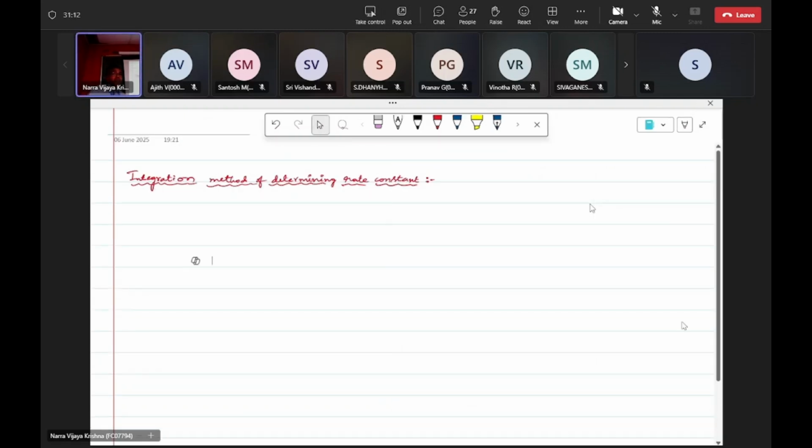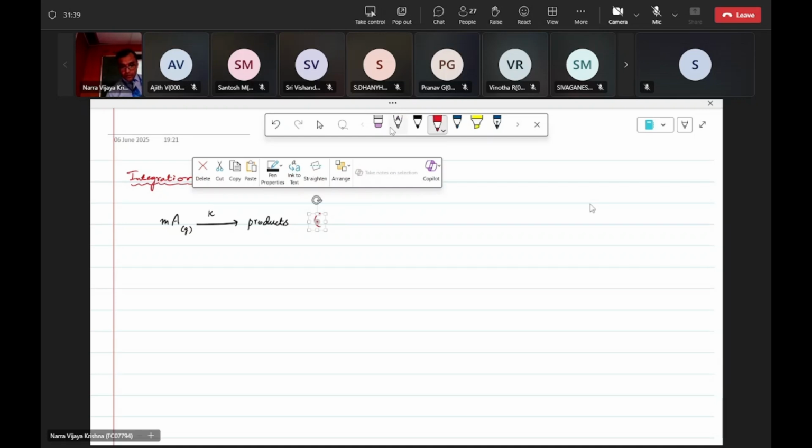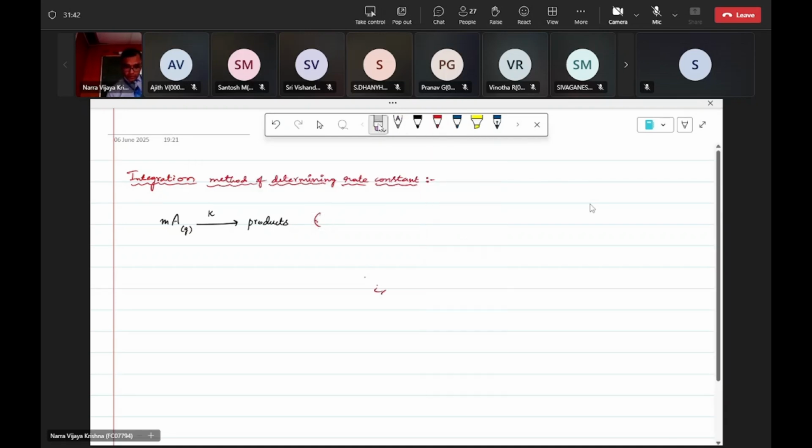Now coming to the next heading: integration method of determining rate constant. Let me consider one reaction: m moles of A gives rise to products. Let its rate constant be K. It is following nth order kinetics. We don't know the order of the reaction, so let me consider the order of the reaction as n.